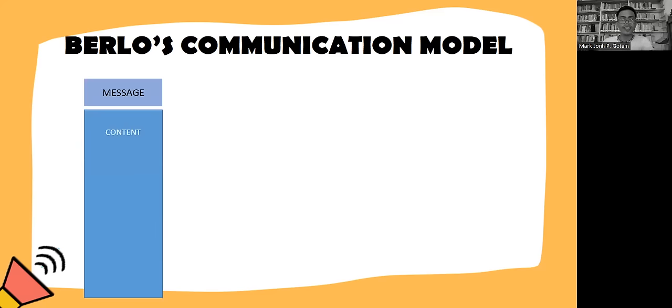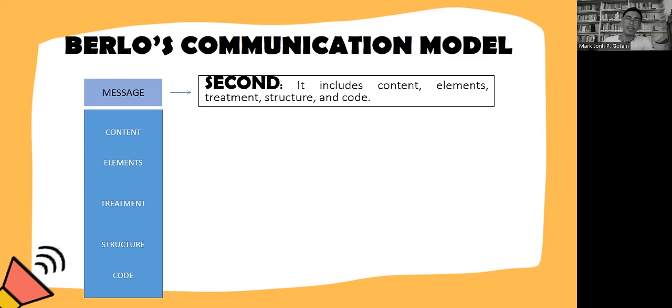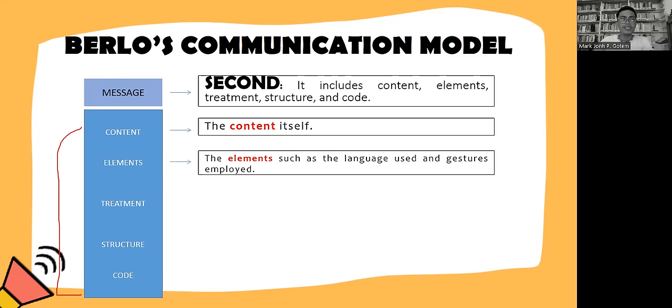Okay. And the message is influenced by the following features: content, elements, treatment, structure, and code. So the message is the second variable of Berlo's communication model, and it includes these features. So let's discuss each feature. Content is the content of the message from beginning to end. The elements are the language used and gestures employed. Elements are verbal or nonverbal aspects, such as gestures and signs, that may influence the message.